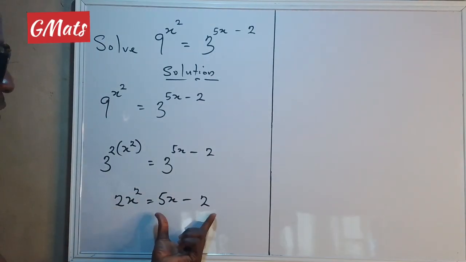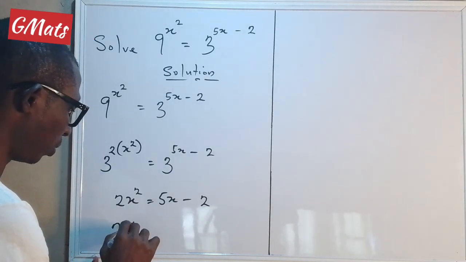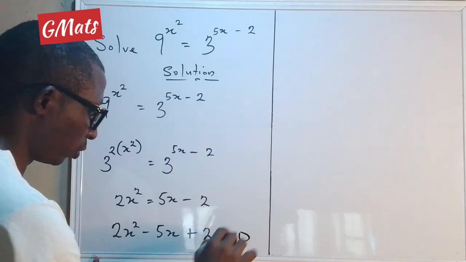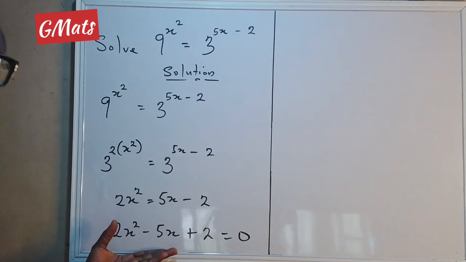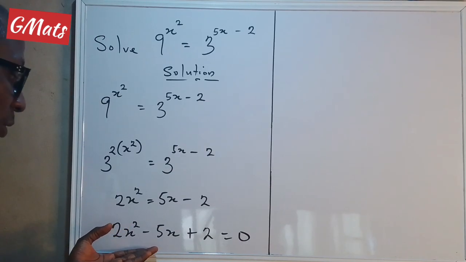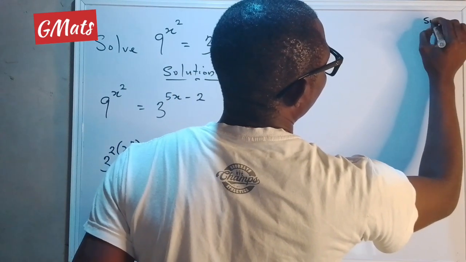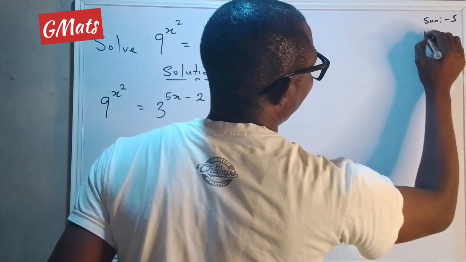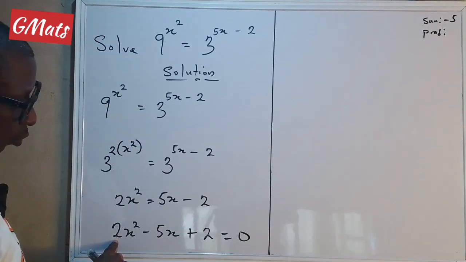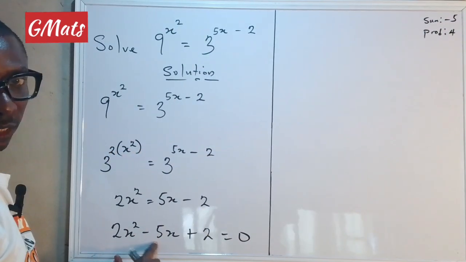Alright, so we can move everything to the left hand side. So we have 2x^2 - 5x + 2 = 0. Now this is a quadratic equation, so we need to solve this using our factorization method. The sum here is minus 5, while the product is 4, 2 times 2 is 4. The sum is the coefficient of x.